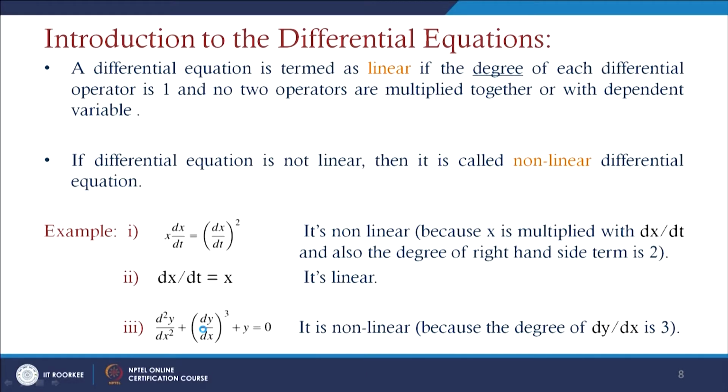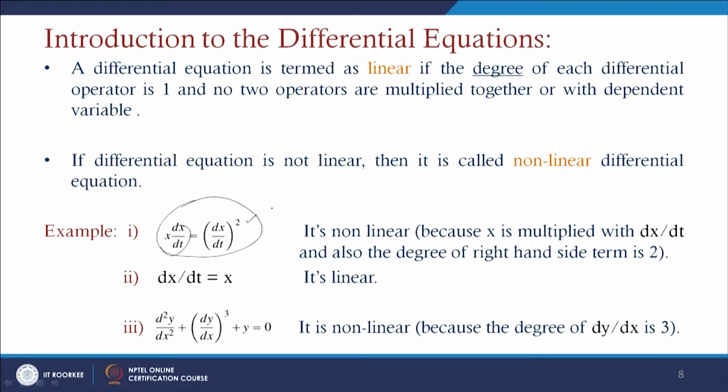Then we can just say that it is a linear equation. To explain these factors, if you write a differential equation as x dx/dt = (dx/dt)², here x is multiplied with the dx/dt term, and the degree of this dx/dt term is 2. That is why we can say it is a nonlinear equation.